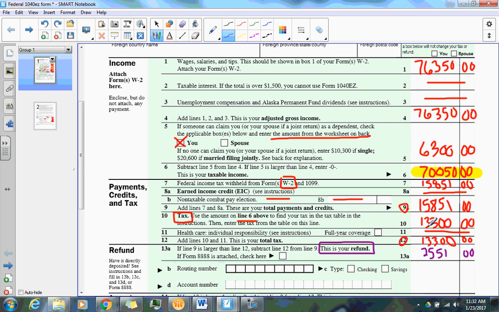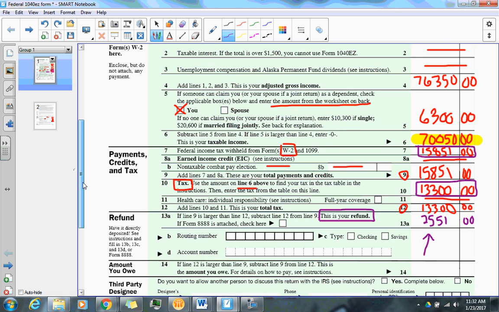So basically what we have here is over the course of the year, I ended up paying $15,851. The government says I should have paid $13,300. So I actually paid more than I should have over the course of the year. So that's why we have this line down here. This is my refund. The government says, hey, you paid more, you're going to get some back. So we're going to call it even after this, so to speak. $2,551 is how much I'm getting back. And this is as far as we're going to go.